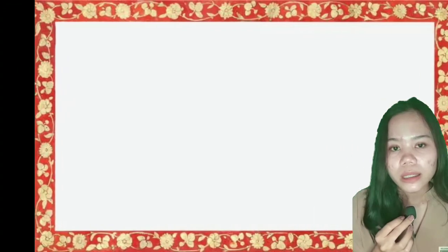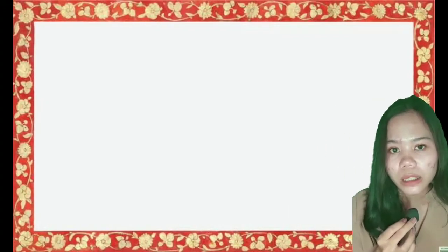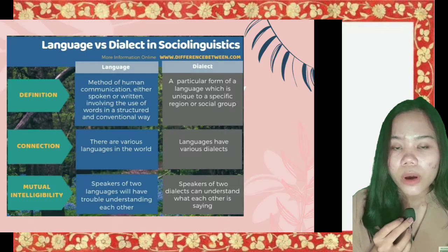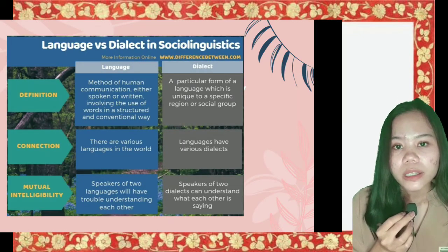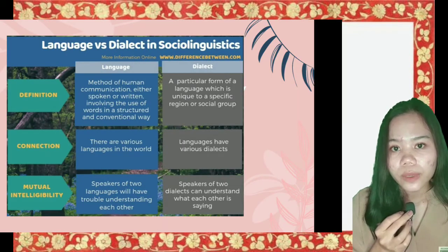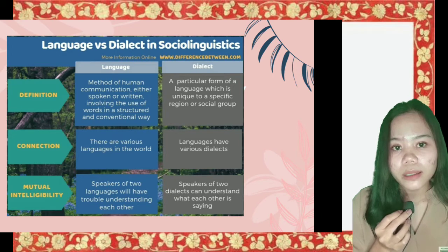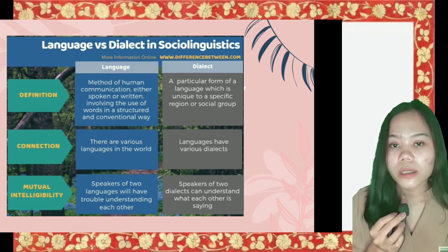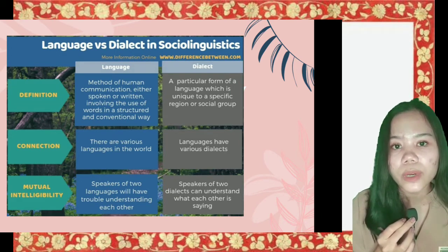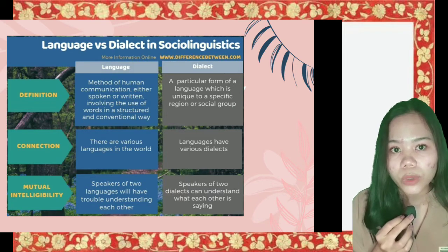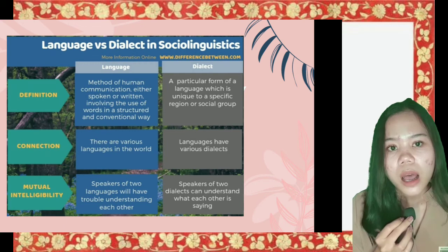Language and dialect in sociolinguistic definition. Language: a method of human communication, either spoken or written, involving the use of words in a structured and conventional way. Dialect: a particular form of language which is unique to a specific region or social group.